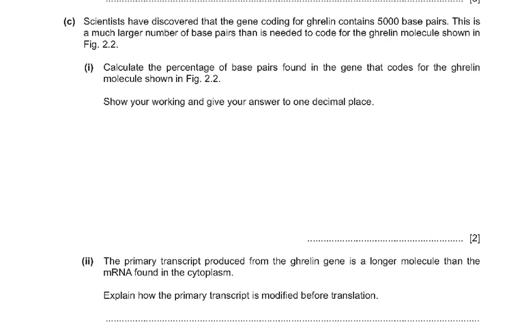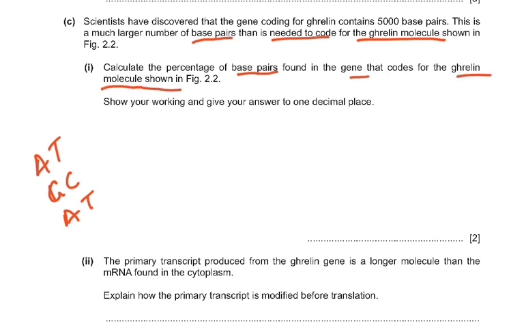Scientists have discovered that the gene coding for ghrelin contains 5,000 base pairs. ATGC, ATGC. So this is 3 base pairs. Now that is 5,000 base pairs. This is a much larger number of base pairs than is needed to code for the ghrelin molecule shown in figure 2.2. Calculate the percentage of base pairs found in the gene that codes for the ghrelin molecule shown in figure 2.2. Show your working and give your answer to 1 decimal place.